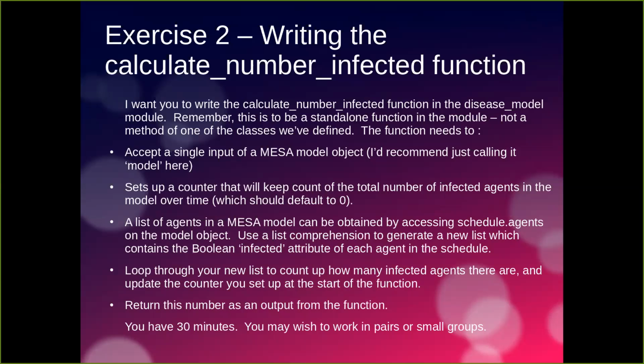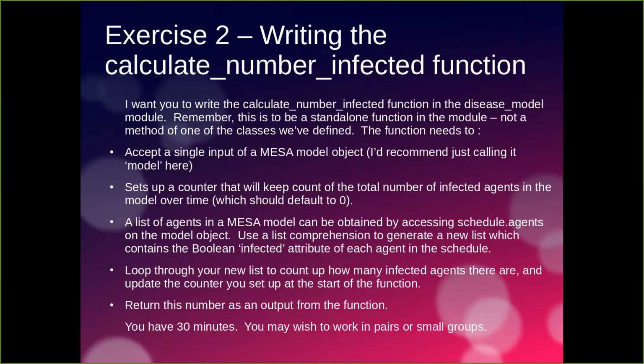The function needs to set up a list of agents in the model. You can get a list of agents in the model by accessing the schedule.agents on the model object. So whatever your model object is, if you access schedule.agents on it, that will return a list of all of the agents in your model. I want you to use that information with a list comprehension to generate a new list which contains the Boolean infected attribute of each agent in the schedule.